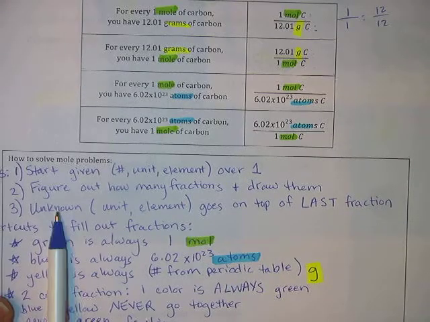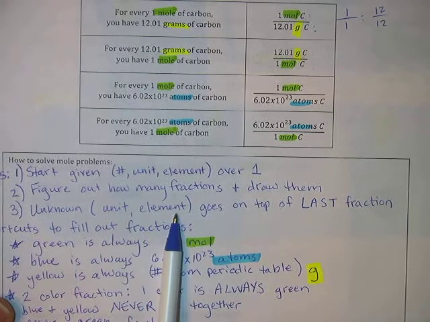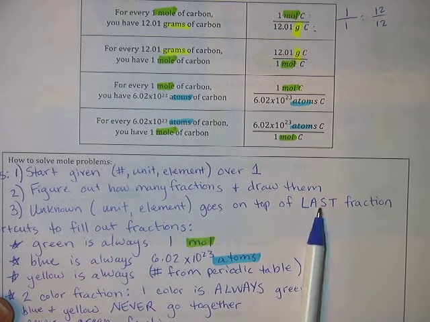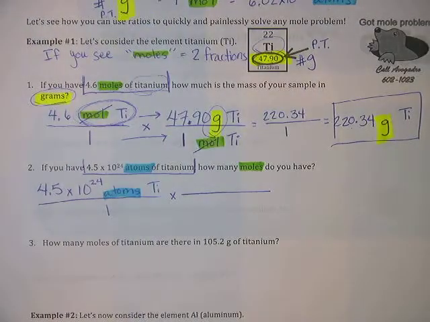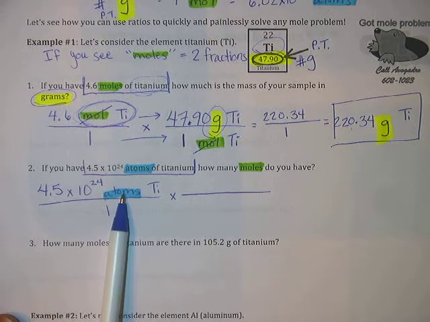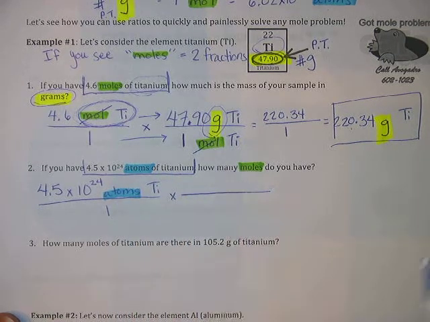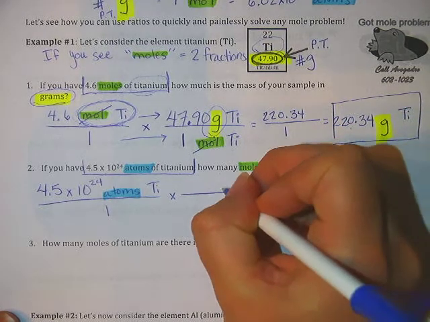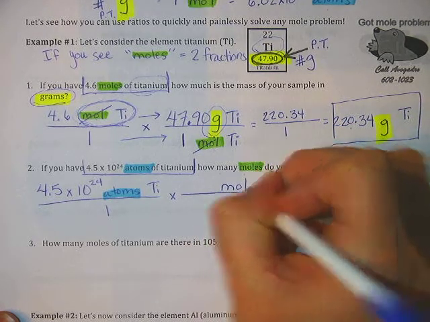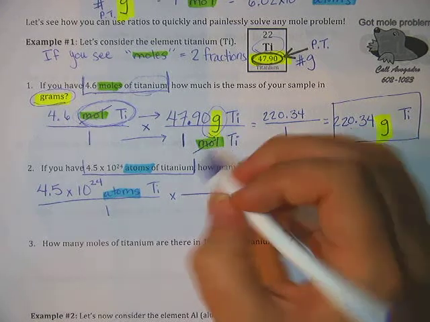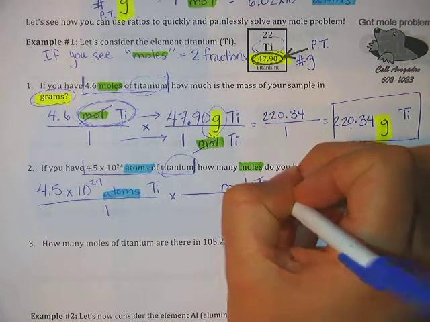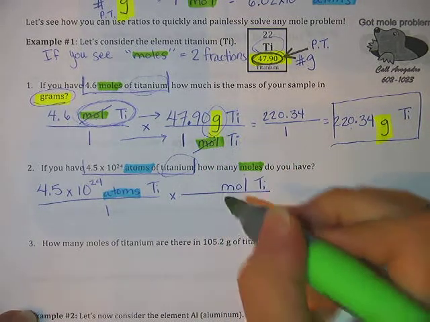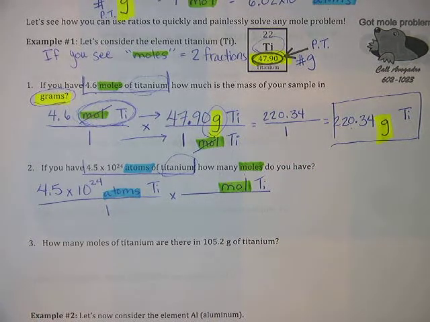Step 3, the unknown, which should be a unit and an element, goes on top of the last fraction. So I already used this blue here. My unknown is what they're asking me for, how many moles. That's my unknown. That's going to go on top of my last fraction, moles. And we're still using titanium in this problem, so it's going to be moles of titanium. And again, I'm going to color moles green.